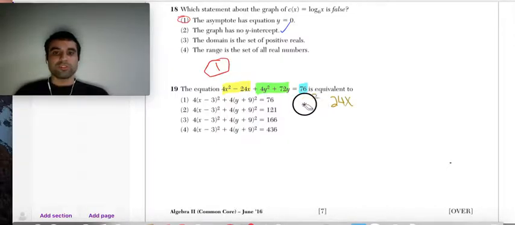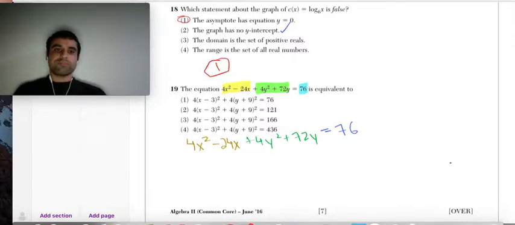And I'll even move this over to the right-hand side. I'll have plenty of space to do it here underneath. 4x squared minus 24x, then plus 4y squared plus 72y, and then equals 76. And this is just one of many ways to do it, guys.